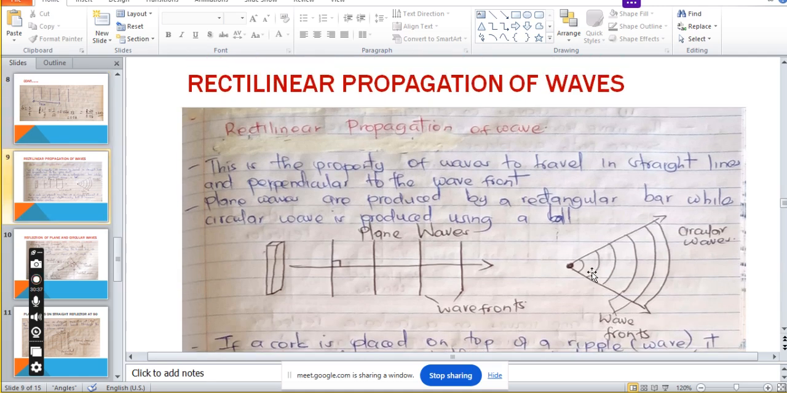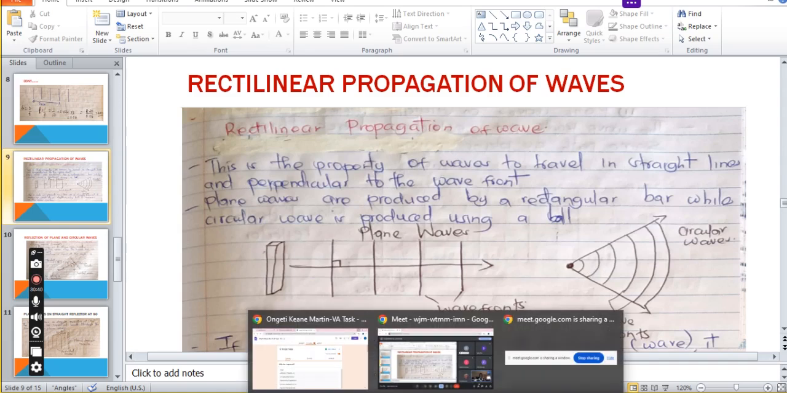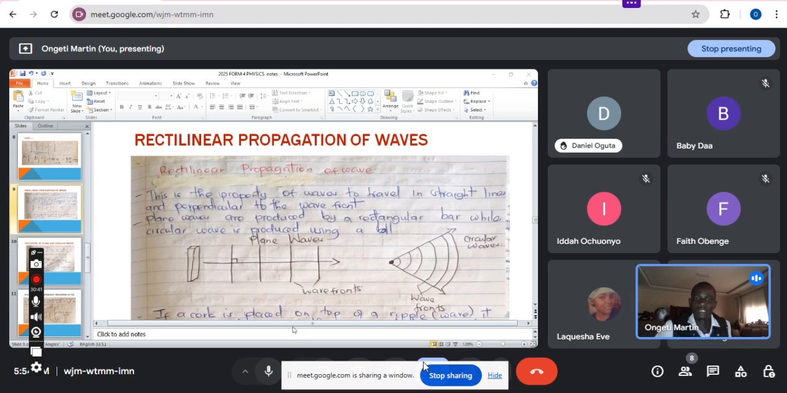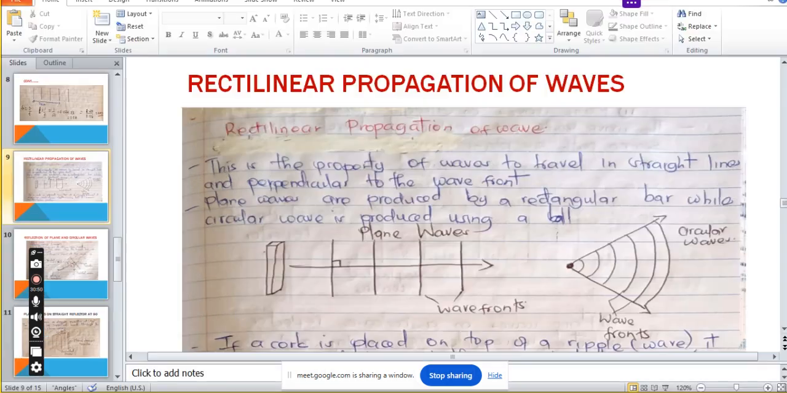So the next thing that I want us to look at is rectilinear propagation of waves. Roylex, take us through rectilinear propagation of waves.